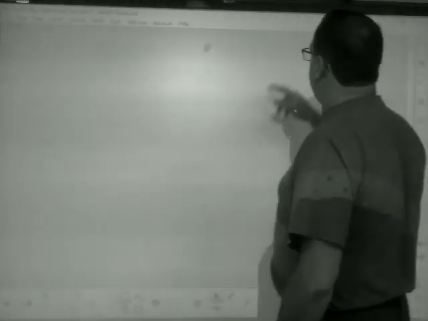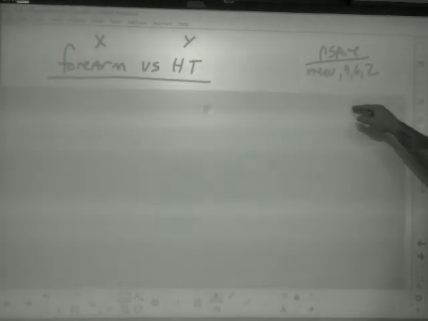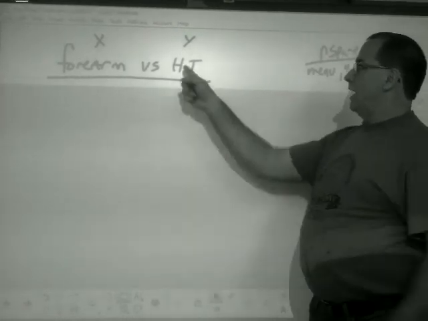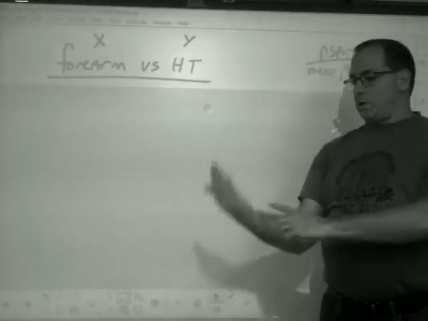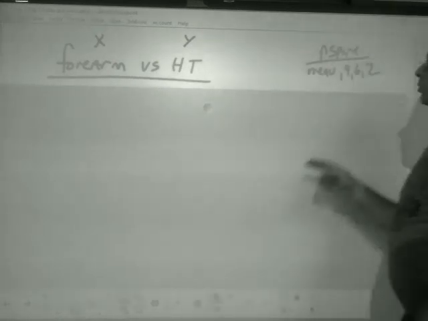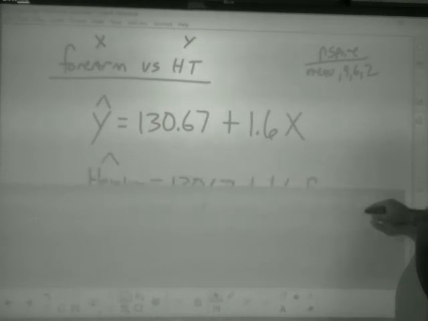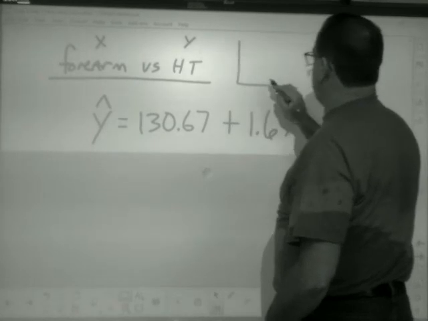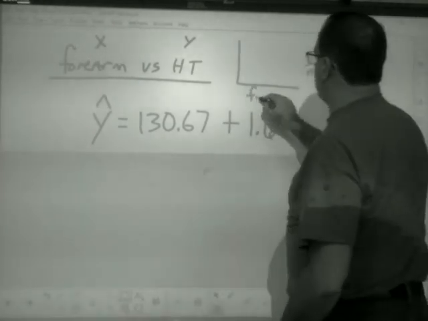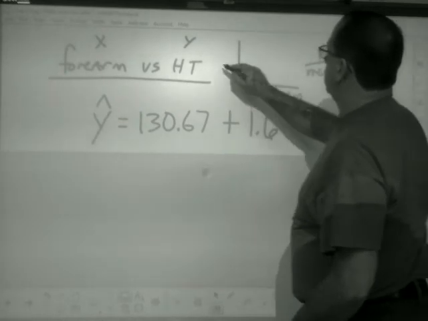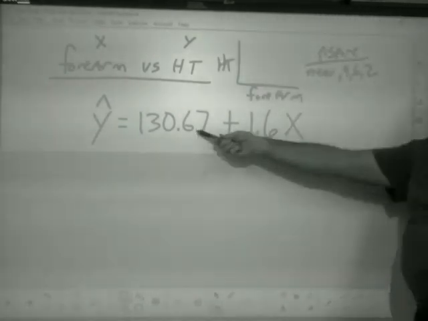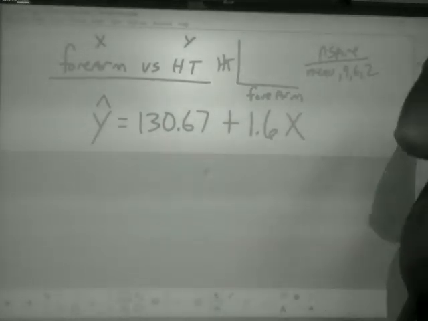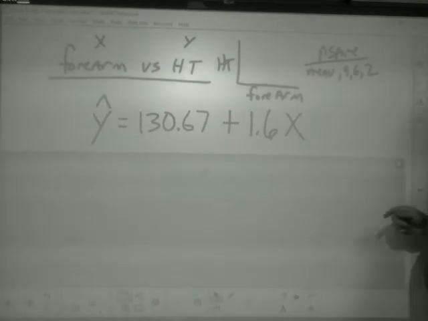So here's a set of data that I had from last year in which we took the forearm from people, the distance from your elbow to your wrist, and we took their height. We measured forearm and we measured height, and we looked at the relationship between forearm and height, and this was our equation. I actually plotted forearm on the x and height on the y. And I got an equation, 130.67 plus 1.6x, after I put all the data into the calculator and did stat calc 8.